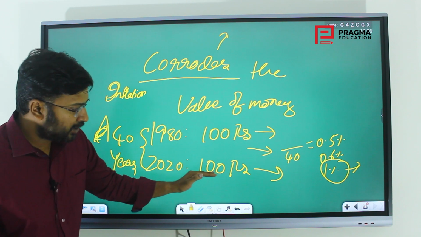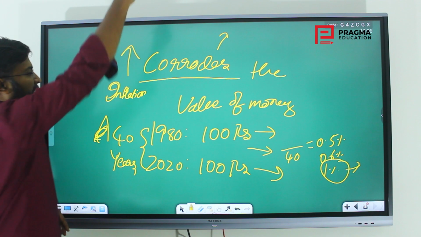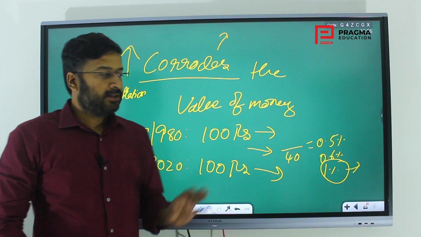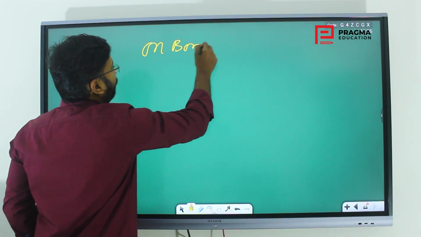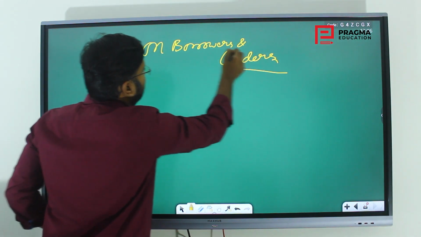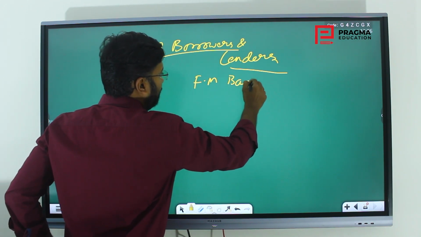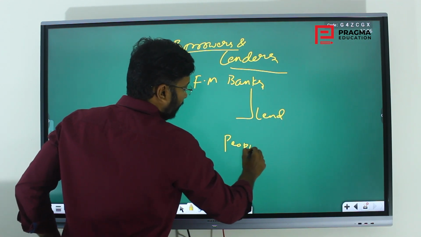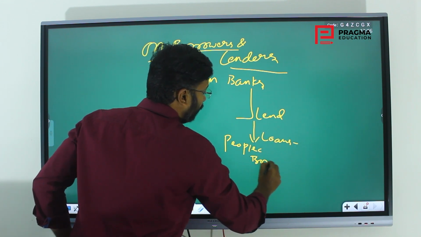So if you don't want the 100 rupees to lose its value so fast, you will have to work on controlling the inflation at manageable levels for your economy. This is the first one. Second one is on borrowers and lenders, that is buyers and sellers. Say in the financial market, that is like banks. They lend money and people take loans, that is, they borrow.